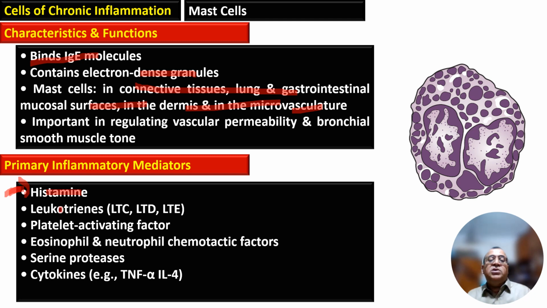Then it has got leukotrienes C, D, and E, platelet activating factor, eosinophil and neutrophil chemotactic factors that attract more eosinophils and neutrophils toward the site of their degranulation, serine proteases, heparin, and various cytokines such as TNF and interleukin 4 are also released.